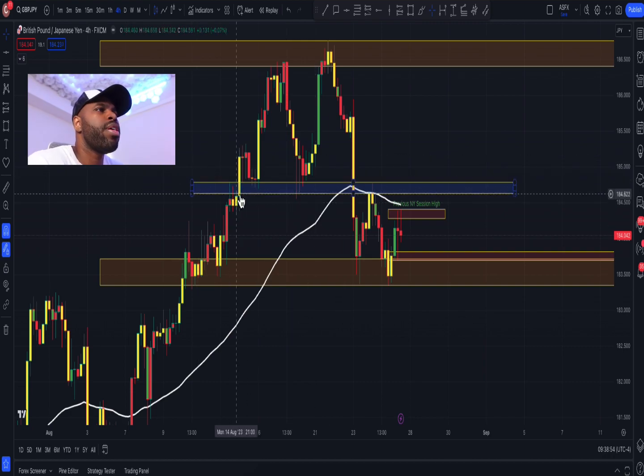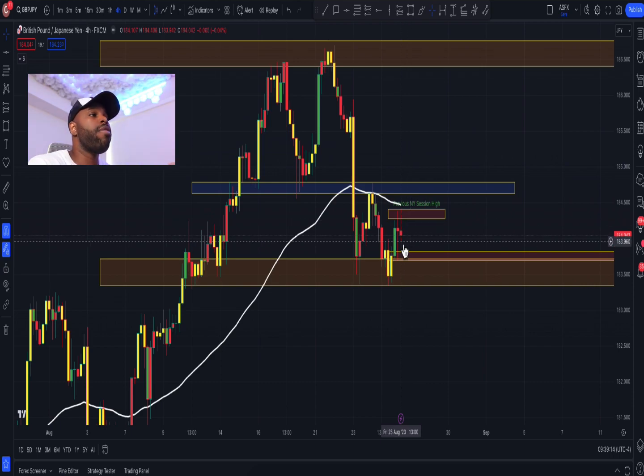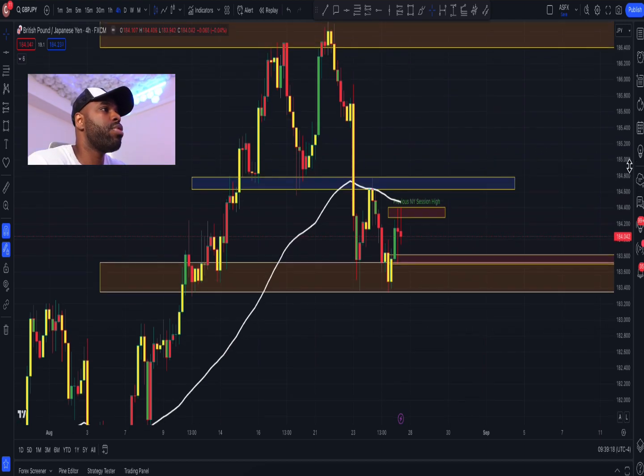So this area right here, rejection, right? This area, rejection. This area, rejection. This area, rejection. So you can kind of see where I'm going. Like when you draw these zones, right? When price comes up to these zones, price can be rejecting those areas or it could be breaking those areas. So those are the areas that you want to look out for when price comes to these zones.